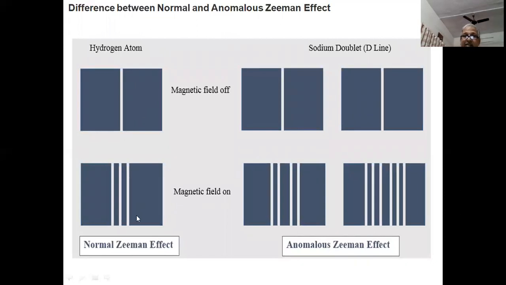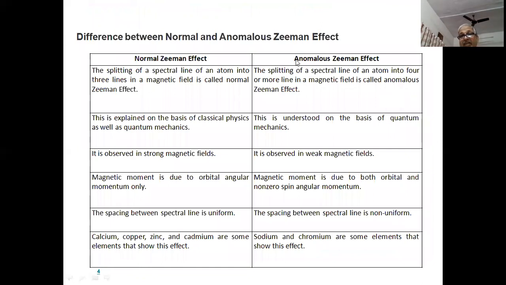We get 3 lines, but in the case of anomalous Zeeman effect, we get D1 line split into 4 lines and D2 line split into 6 lines. The main difference between the normal and anomalous Zeeman effect is that the splitting of a spectral line of an atom into 3 lines in a magnetic field is called normal Zeeman effect. The splitting of a spectral line of an atom into 4 or more lines in a magnetic field is called anomalous Zeeman effect.